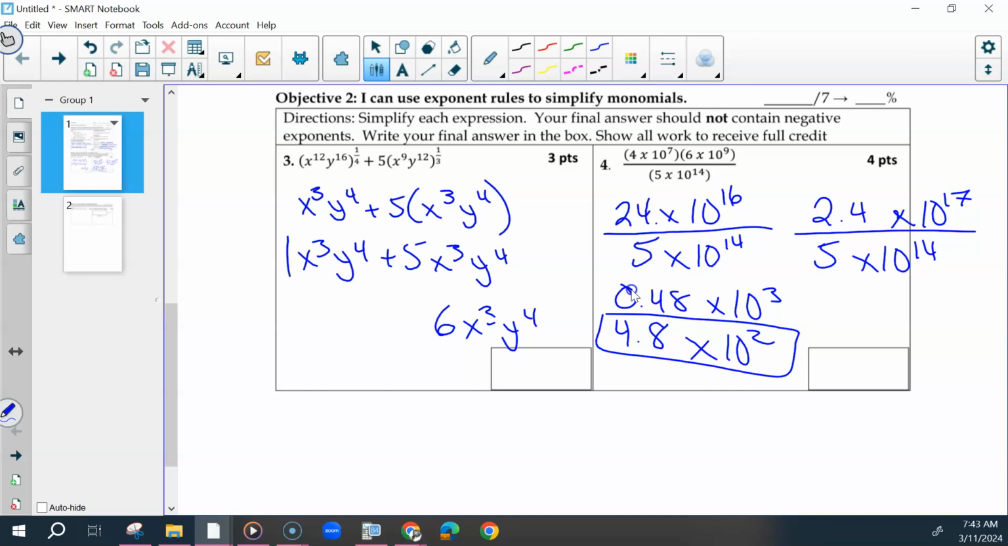So the 4 points there were, really you could have done this a couple different ways, but if you did it this way, multiply and change this number, and have the correct exponent, and then at the end have this correct number and have the correct exponent.